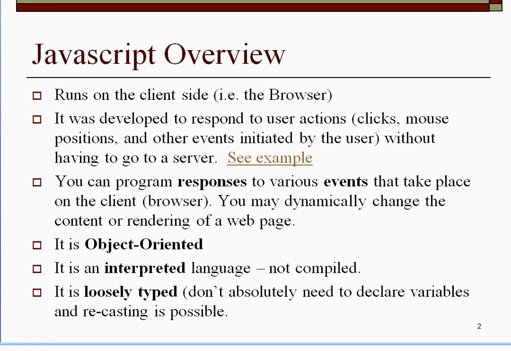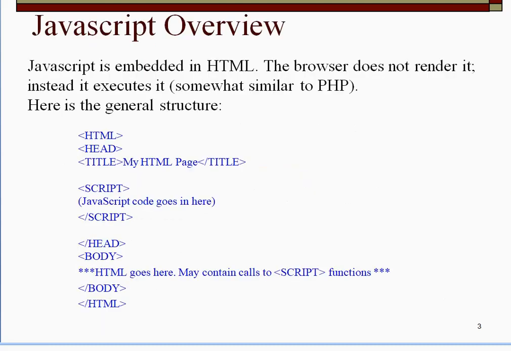It is also loosely typed, so you do not absolutely need to declare variables. You can just use them without any declaration, and their type is declared on first appearance, and it is possible to actually do recasting as needed. JavaScript is embedded in HTML. The browser does not render it. Instead, it executes it, somewhat similarly to what we've seen with PHP.